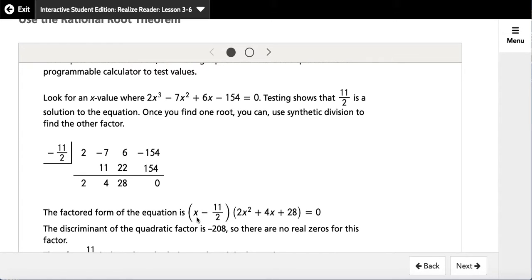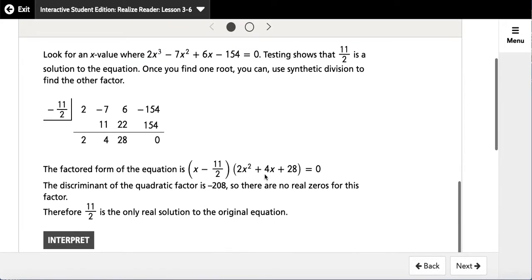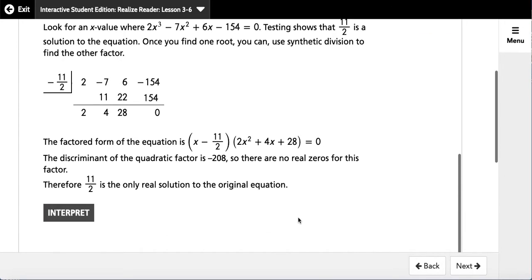So you can write it as x minus 11 over 2. Remember, if 11 over 2 is a root, then x minus 11 over 2 is a factor. And you can write it like this. They used the quadratic formula, evaluated the discriminant, and found that it was negative 208. So they knew that 11 over 2 was the only root. 11 over 2 is the only real solution to the problem.